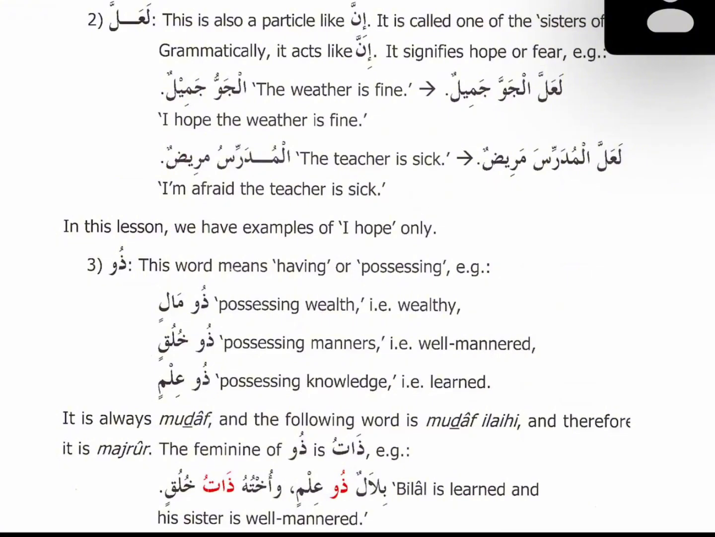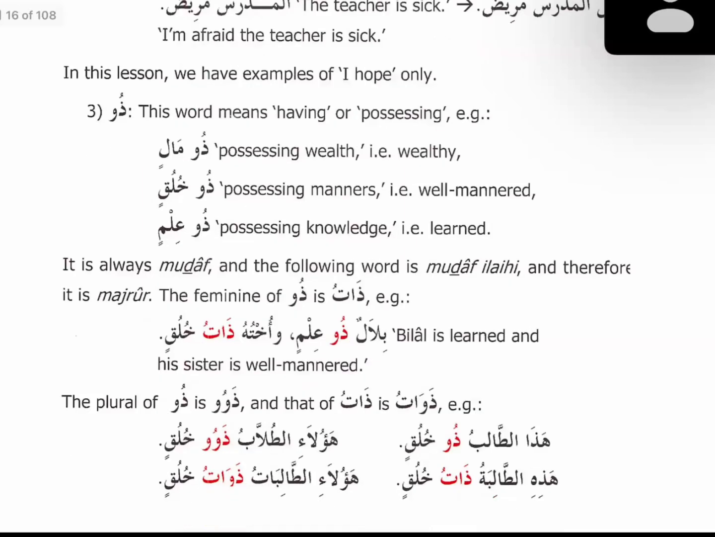Then we go to zu. This word means having or possessing. Zu malin, possessing wealth or wealthy. Zu khulukin, possessing manners, well-mannered. Zu ilmin, possessing knowledge or learned. It is always mudaf, and the following word is mudaf ilayh, and therefore it is majroor. The feminine of zu is zatu.